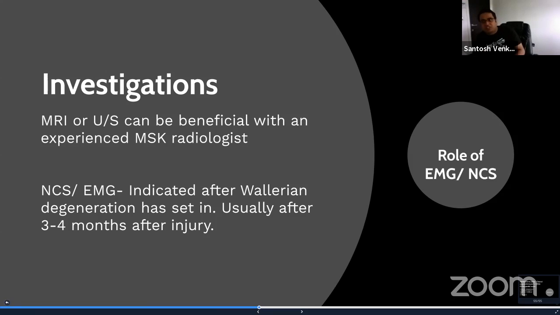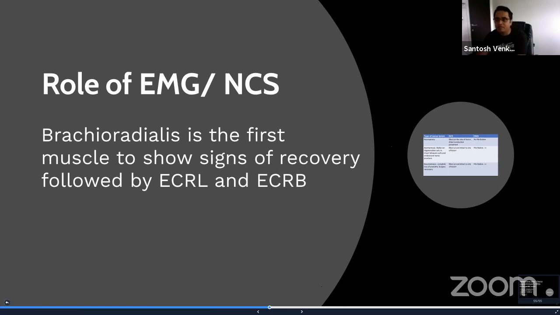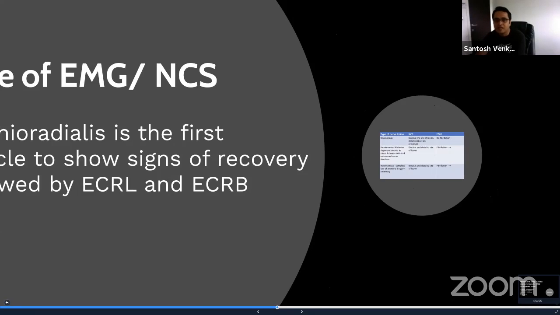And nerve conduction and EMG, they are more useful after Wallerian degeneration has set in. So there's no point doing a nerve conduction study straight after a radial nerve palsy. It's not going to show much at all. You do it after a few months to see if the nerve is recovering, what's happening on the EMG. Those are the kind of changes you're looking for. So generally, the brachioradialis is usually the first muscle that tends to recover after a radial nerve injury.